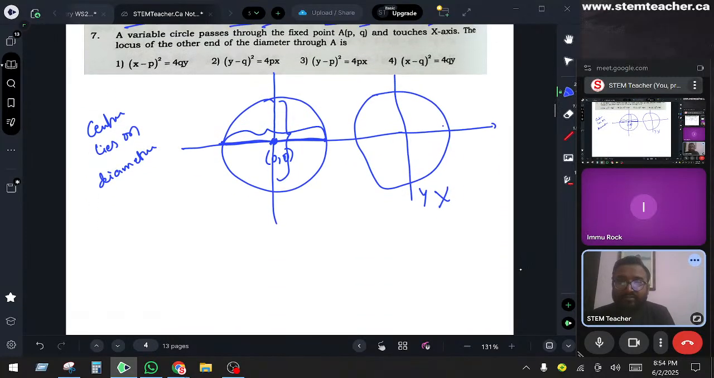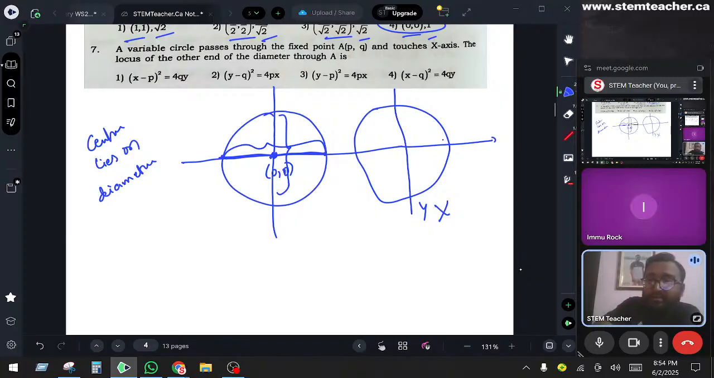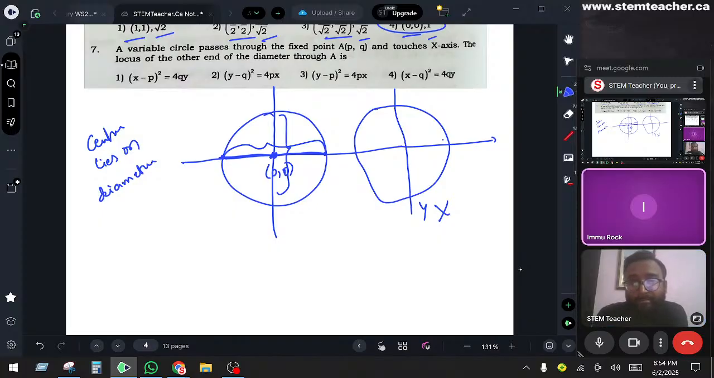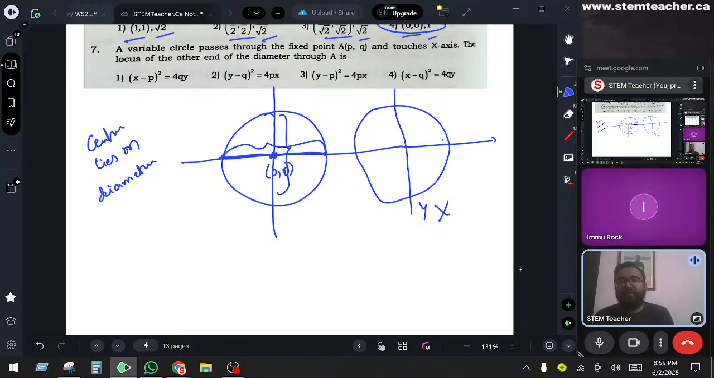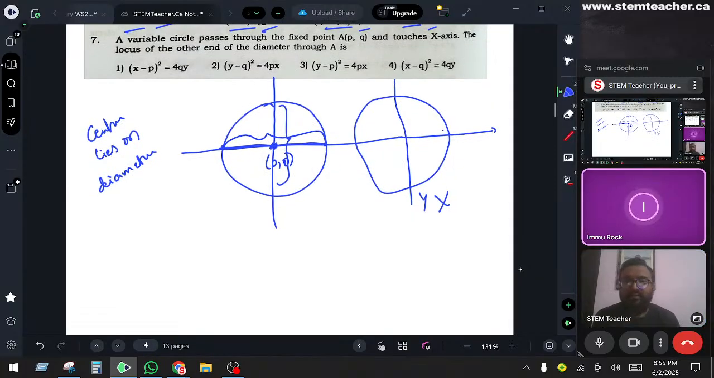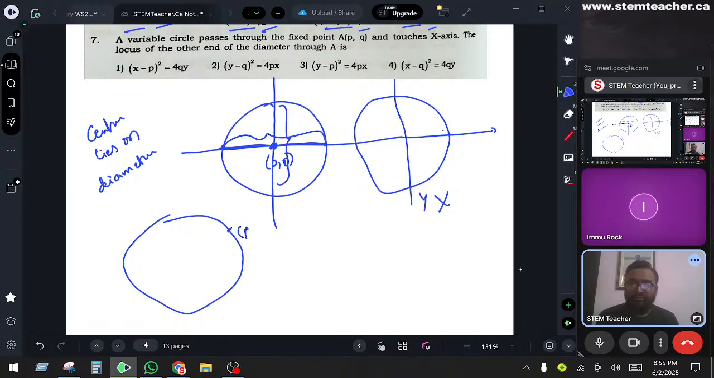Next question. A variable circle passes through a fixed point (p, q) and touches the x-axis, then the locus of the other end of the diameter through A. A variable circle passes through a fixed point p comma q.